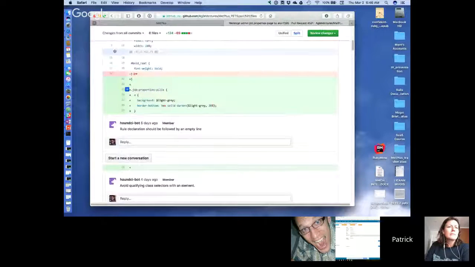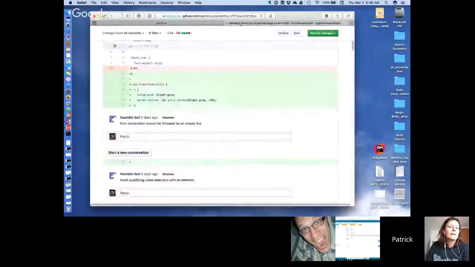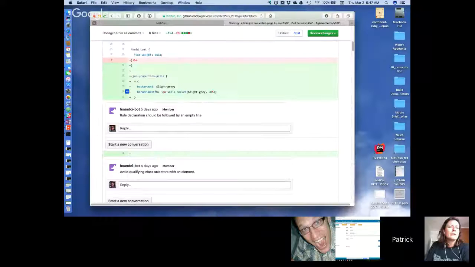I don't know. He's got this job properties pills. I don't know what that means. Is that how he's styling these? If he did things like specific styling and called it job property, we want it to be generic. So you can certainly take liberties with that. Yeah.